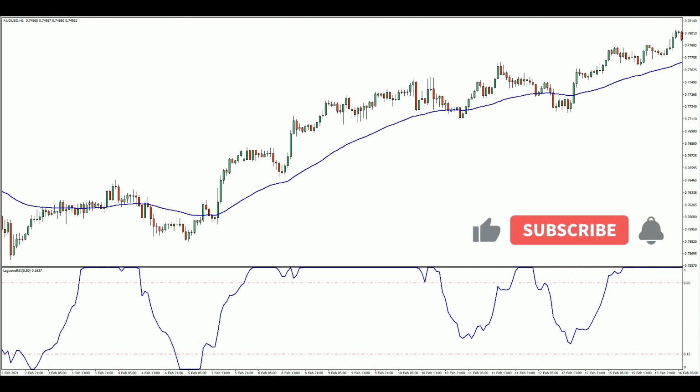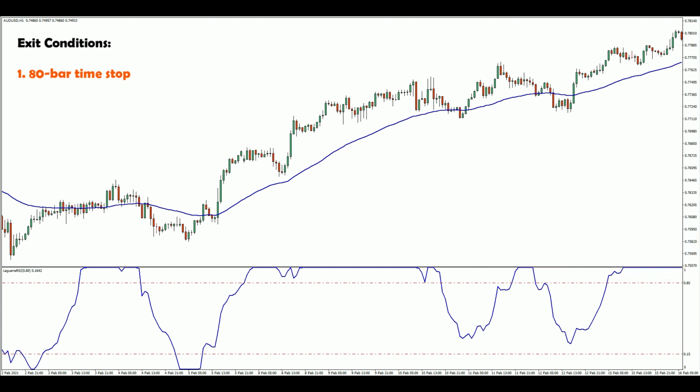For exits, I will add an 80 bar time stop, which on the 1 hour Aussie dollar translates to about 3 trading days. The Aussie dollar does not trend much, so using a time stop to limit your market exposure sounds like a good idea. Finally, to protect my downside, I will add a 120 pip stop loss.